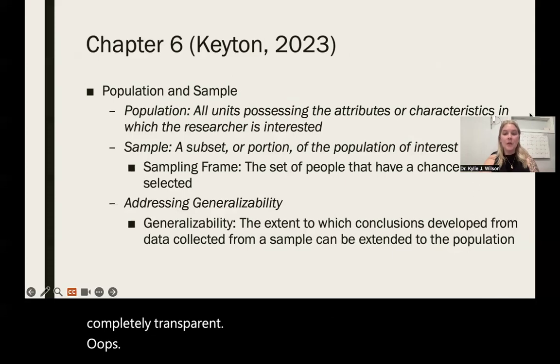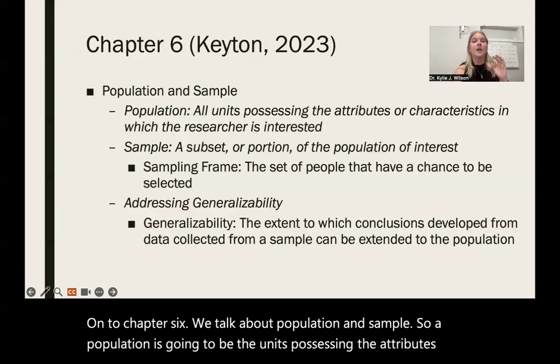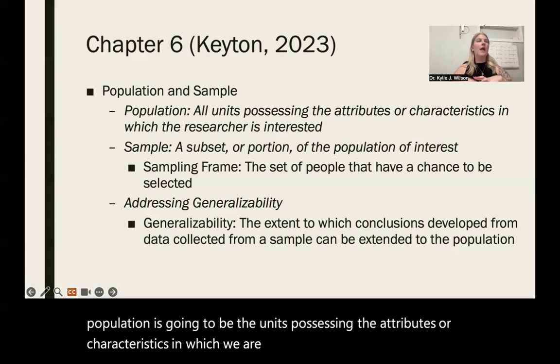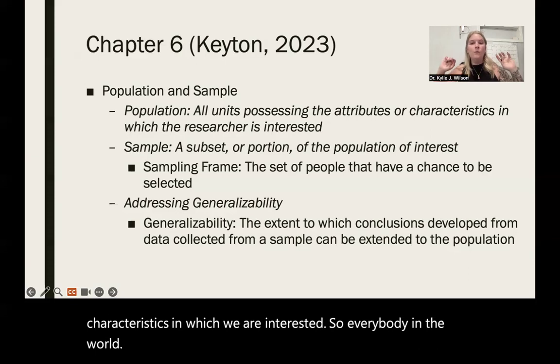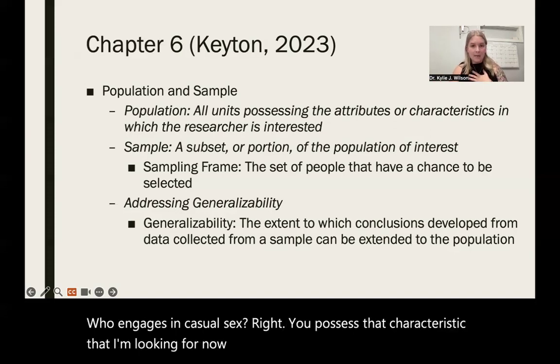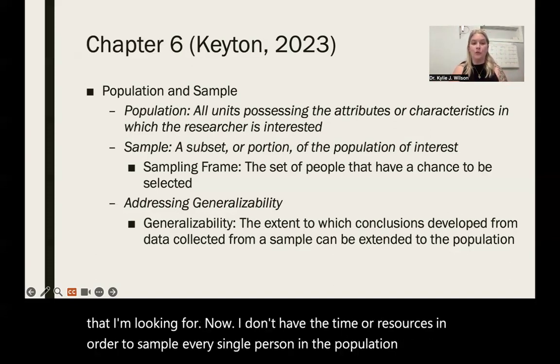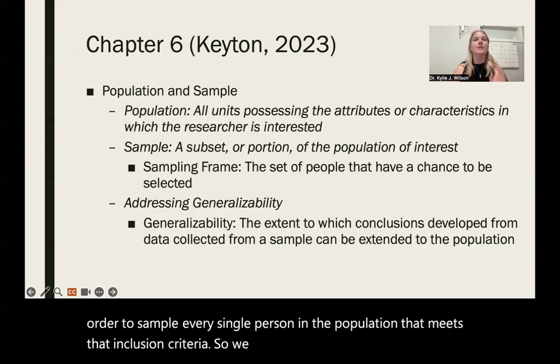On to chapter 6. We talk about population and sample. A population is going to be the units possessing the attributes or characteristics in which we are interested. So everybody in the world who engages in casual sex, right? You possess that characteristic that I'm looking for. Now, I don't have the time or resources to sample every single person in the population that meets that inclusion criteria. So we create samples, subsets, portions of the population, right?